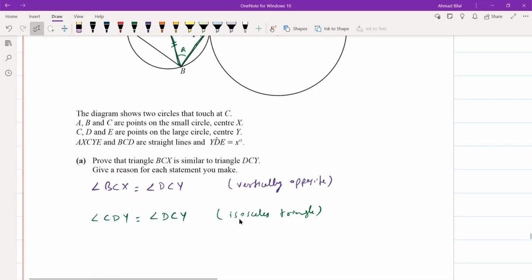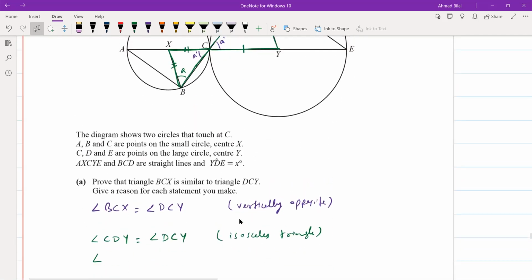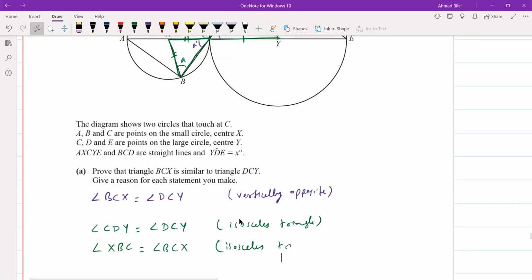You say the angle XBC is equal to the angle BCX. Again, the reason for that is also isosceles triangle. ठीक है, तो equal sides होती हैं, उनके opposite angles equal होते हैं. So that is what we're using here.